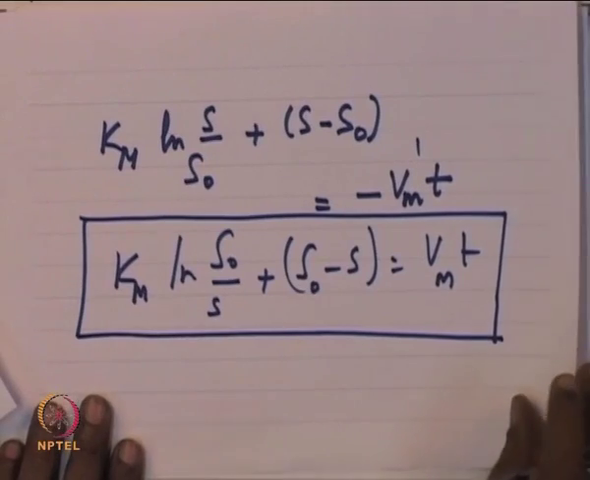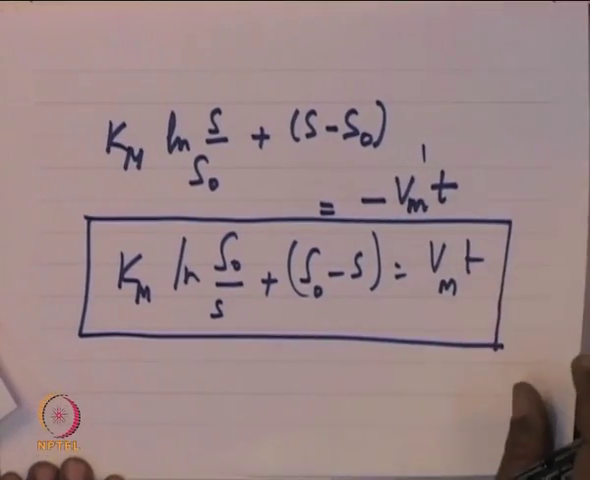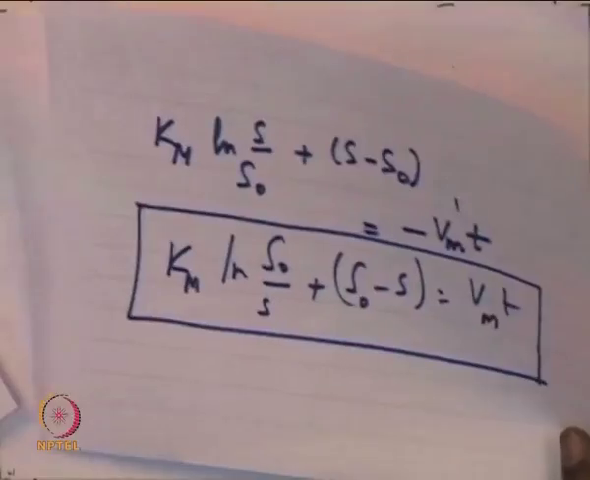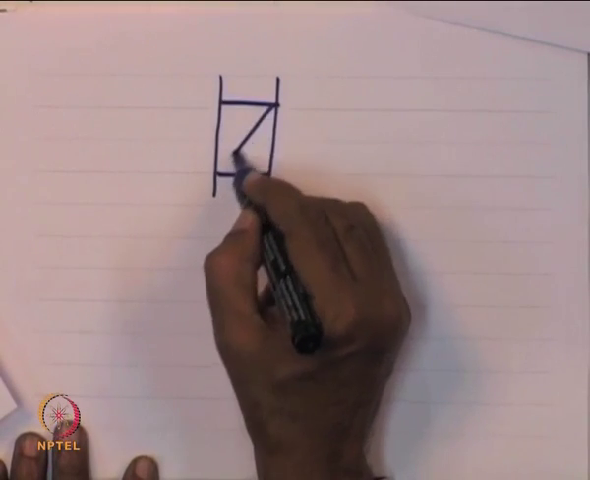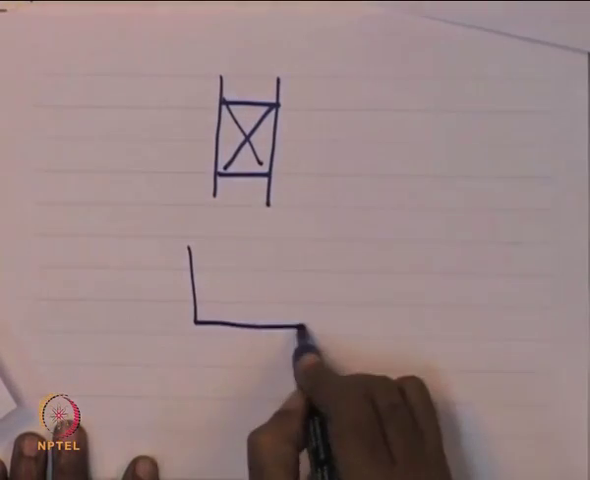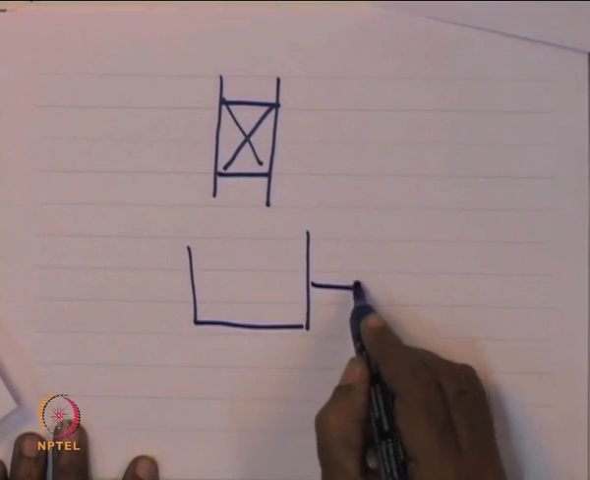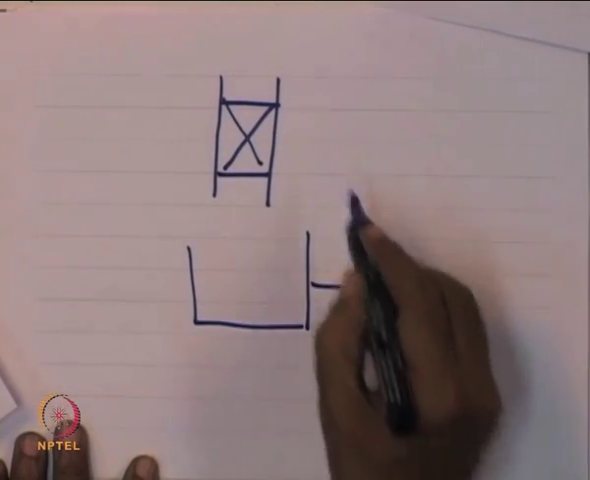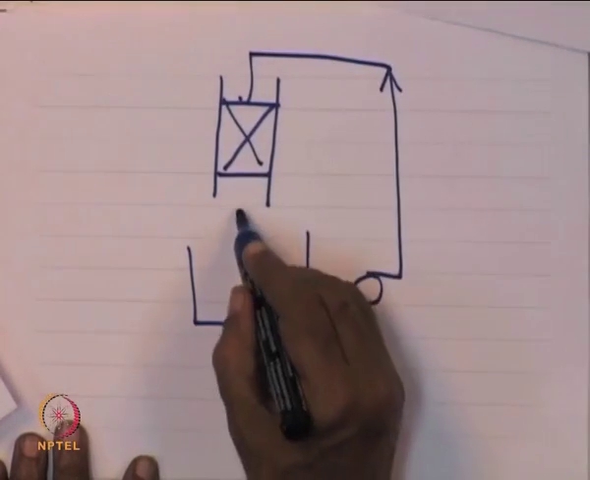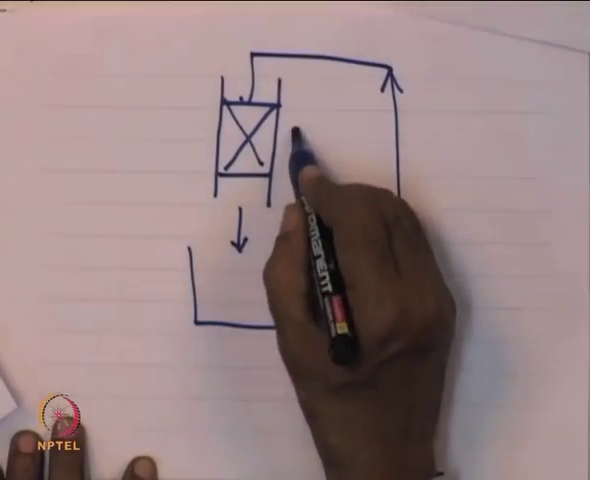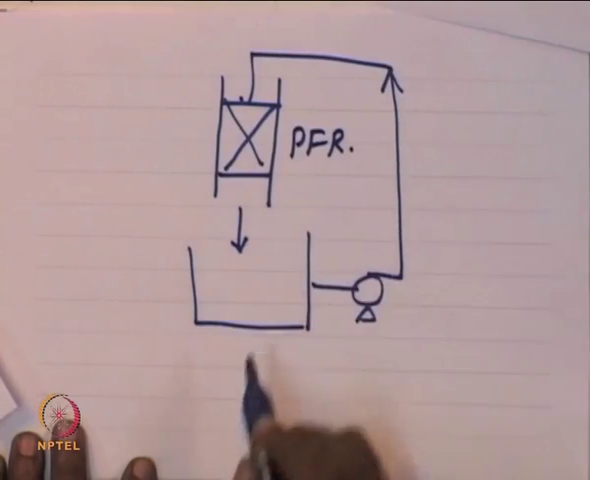Now, the reason why I have done this is to draw attention to an exercise I had given you. I want to spend a little bit of time on that. The exercise that was given to you a little while ago was something like this. You had a PFR. You have a huge tank here. There is a pump which does this. Now, this is the PFR which holds the enzyme.